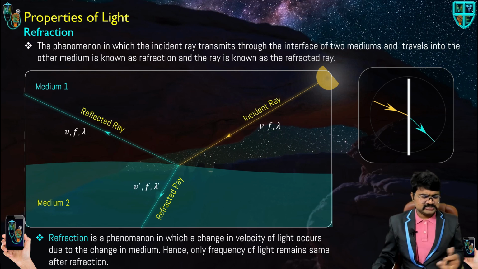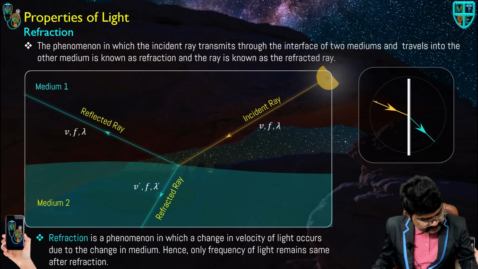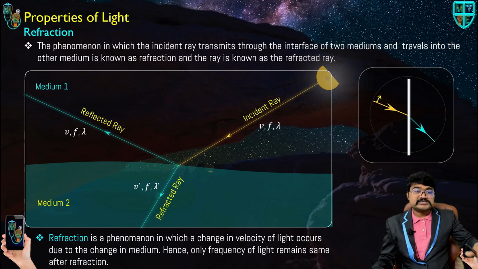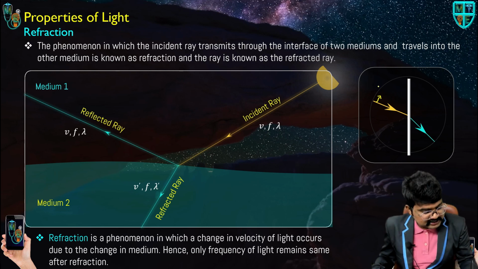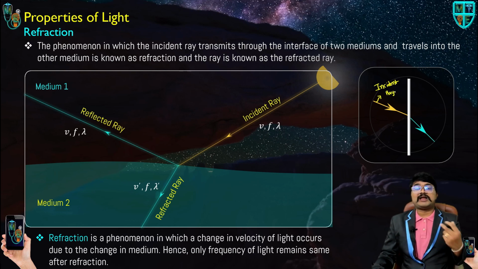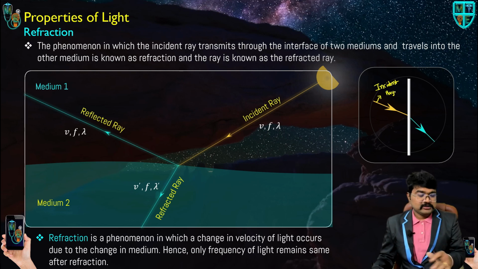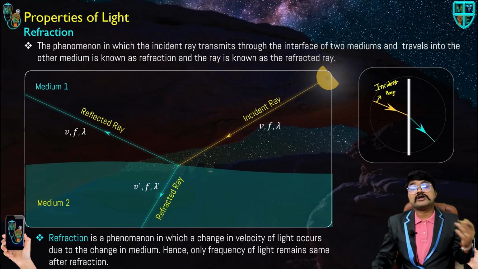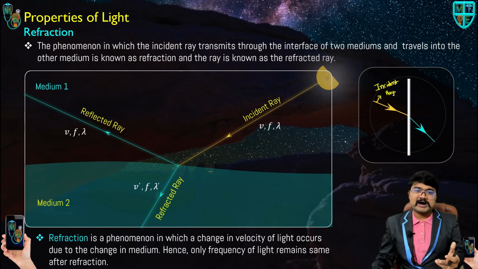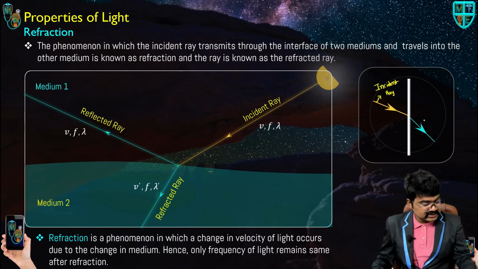So we already discussed this part. Here this part is what? This is the medium 1 and it transmits into the other medium. Here this is nothing but the incident ray, the origin of the light present in medium 1, but it transmits into the other medium. That phenomenon is nothing but refraction. This is the refracted ray.